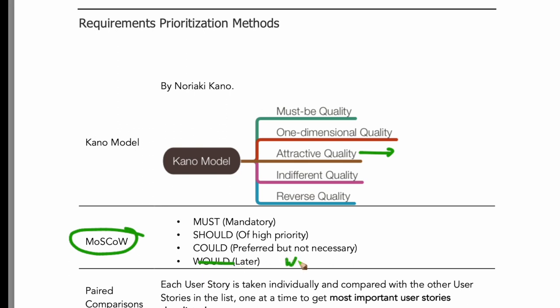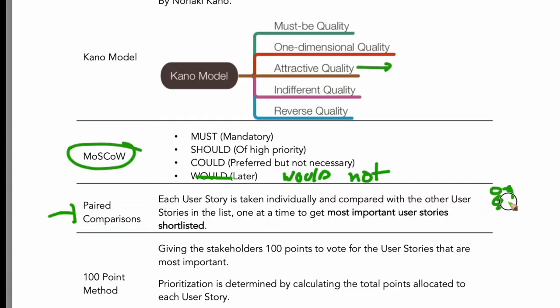I have not revised it because I lost the Word file for this. So: must have, should have, could have, and would not have as of now. Paired comparison, I spoke about it. You have different PBI items, you do a comparison and you get a sorted list of the stories or PBI items.